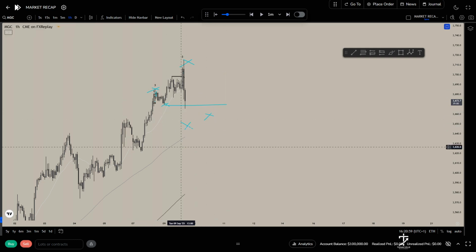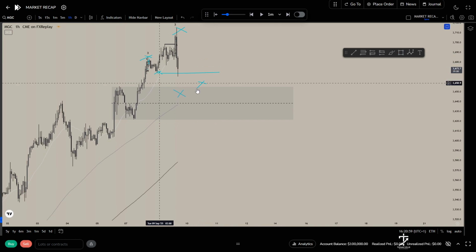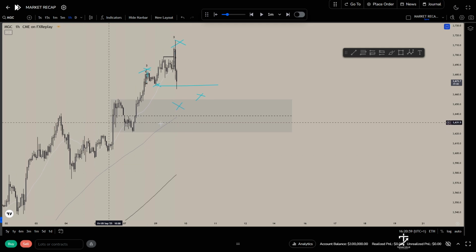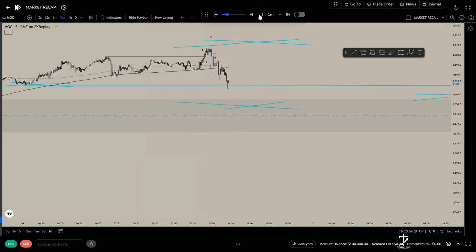So remember, time frame continuation is important, understanding where you are within whatever time frame you're on. You can say that we had an expanded reverse. So it really depends on your bias and what you're potentially looking for. And let's just go back to the 5 minute and see what's going on.